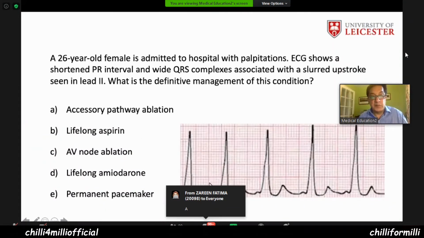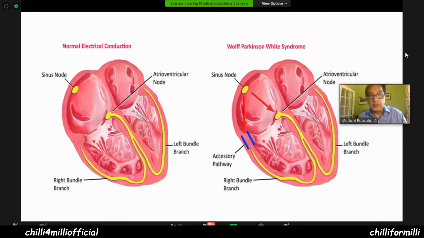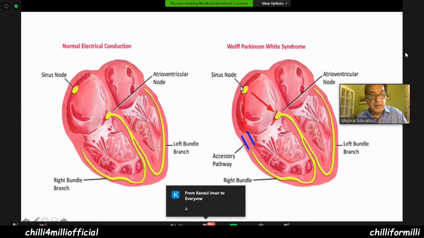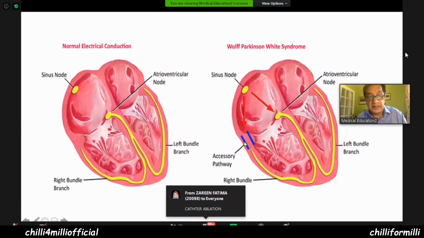Basically, this is WPW. This is your short PR interval here. Accessory pathway ablation, correct. This is WPW syndrome. It is very common in exams, very prevalent. Okay, so just a brief reminder of your normal electrical conduction. This is your AV node, this is your left bundle branch, and this is your right bundle branch. In WPW, you can see this accessory pathway here.